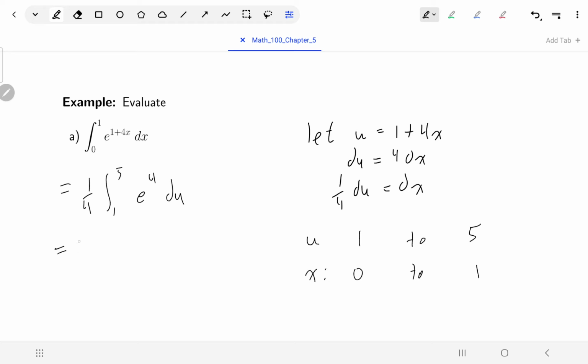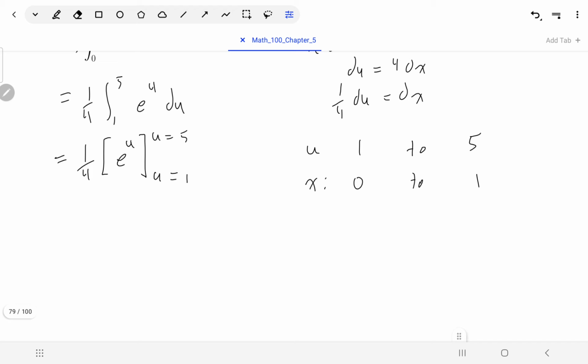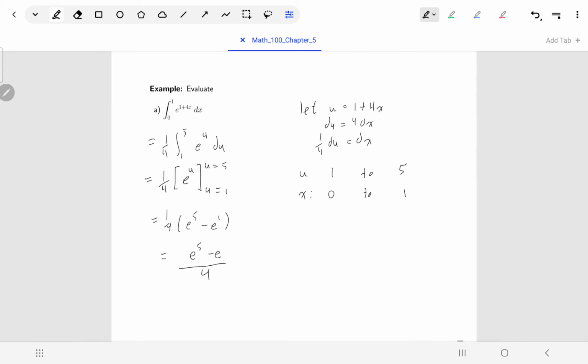And so now that I've done the substitution for everything, including my limits of integration, it's actually a lot faster, because now I can just evaluate between u being 1 and u being 5, because those are u values, and my antiderivative is in terms of u. So I'm good to go and say that I should have 1 quarter times e to the 5 minus e to the 1, or e to the 5 minus e all over 4. And that should be my definite integral.